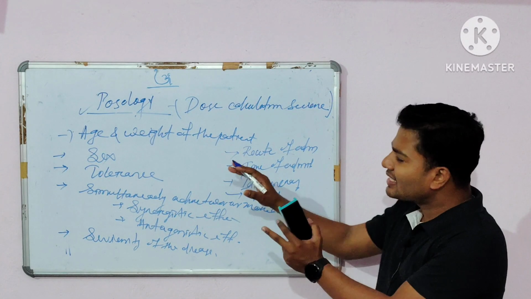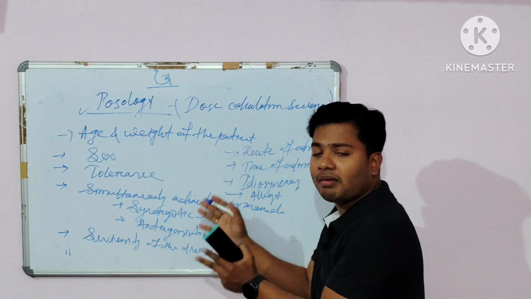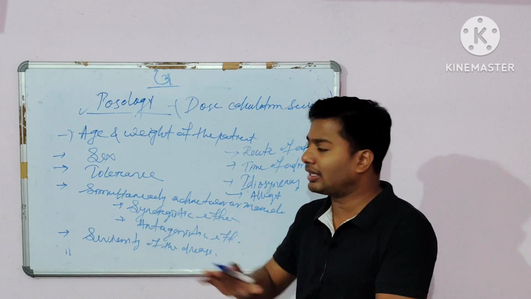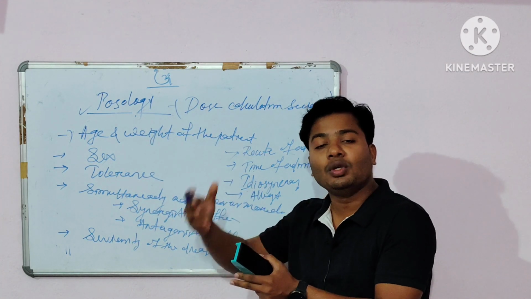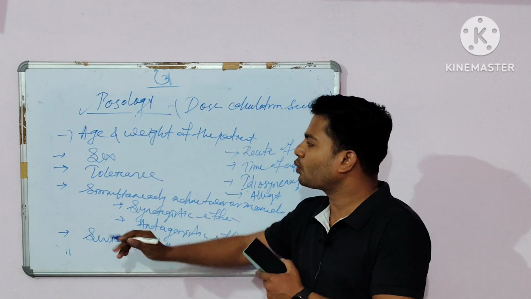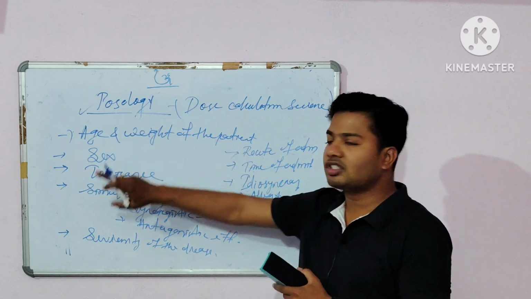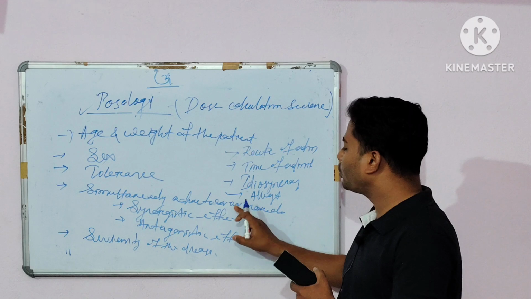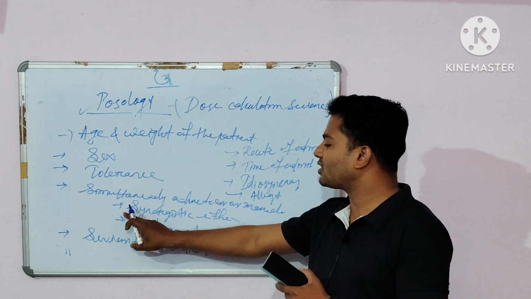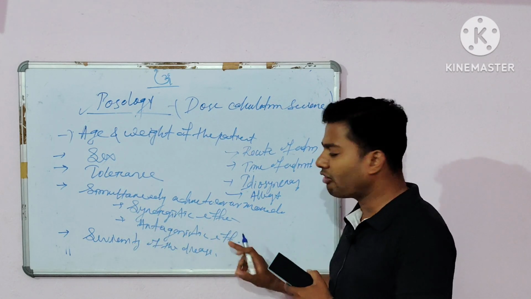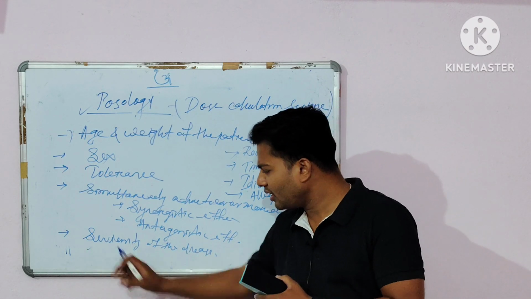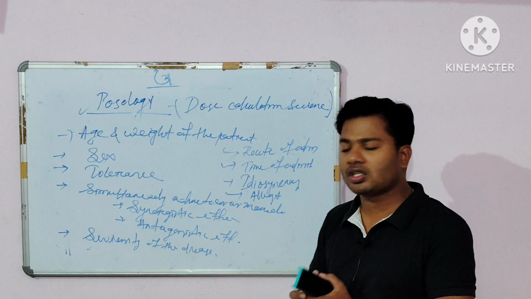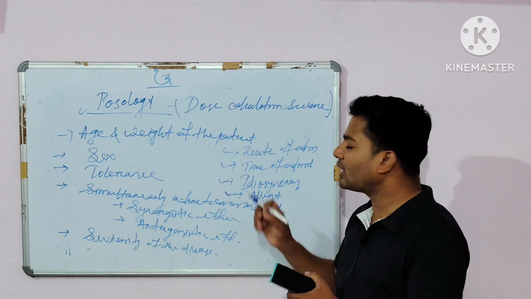So these are the parameters that affect the calculation of the dose. The first one is the age and weight of the patient, the second is sex, the third is tolerance, next is simultaneously administering two or more drugs, that is the synergistic effect and the antagonistic effect, next is the severity of the disease, next route of administration, next time of administration, then idiosyncrasy, and the last one is allergy.